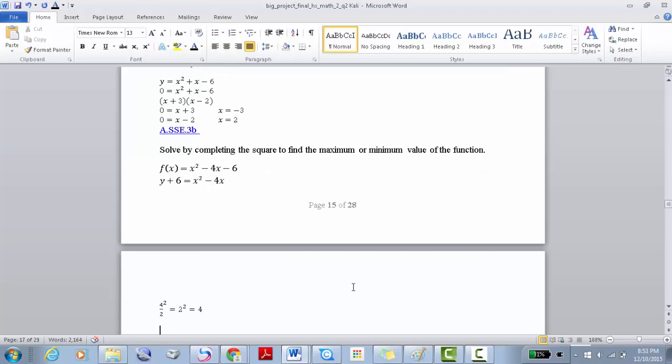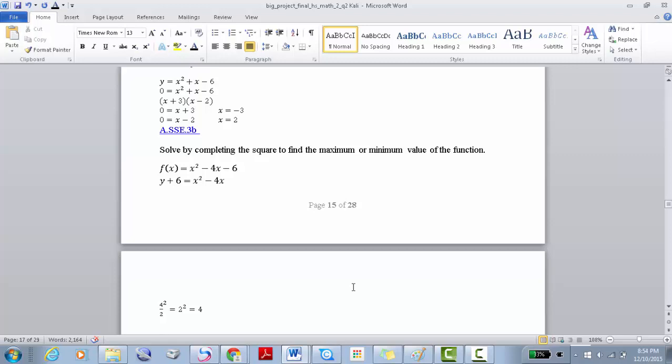This one is solving the quadratic equations by completing the square to find the maximum or the minimum value of the function. Basically, we can see that this is about quadratic equations. So we have to write it as f of x equals x squared minus 4x minus 6. Then we have to bring all the numbers to one side. That's actually the way the question is given to us. So we can replace f of x by y, and now we start solving it.